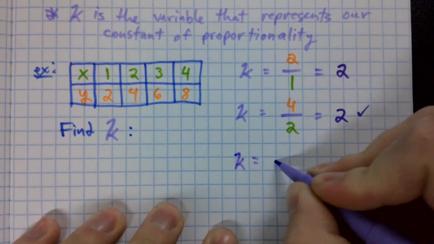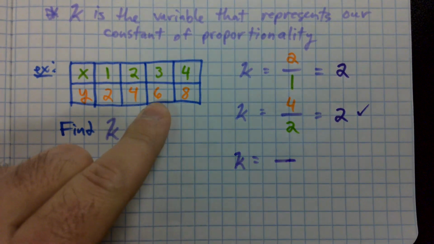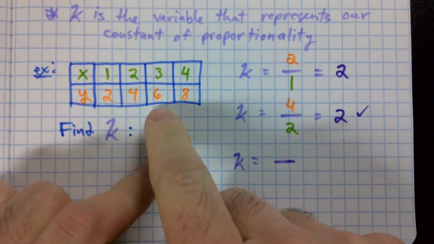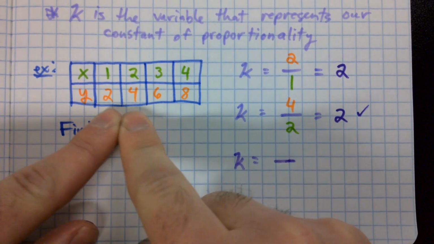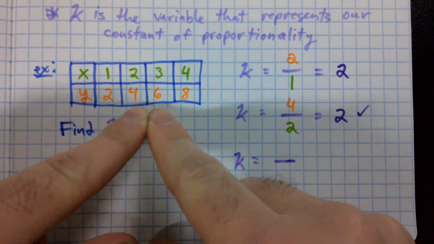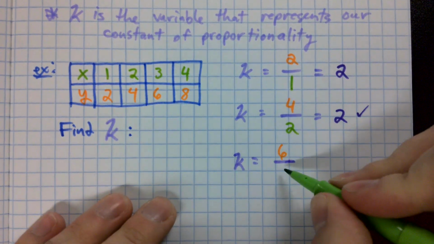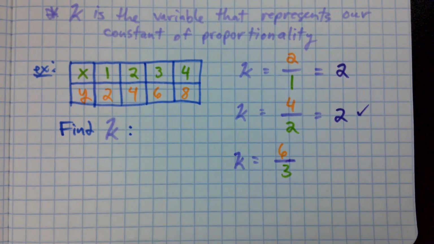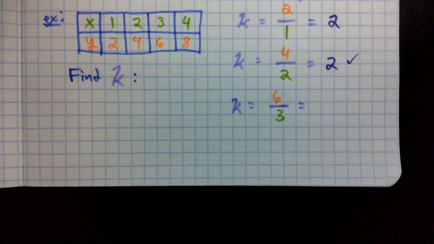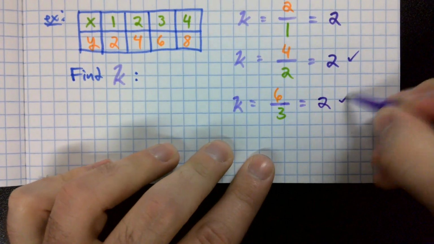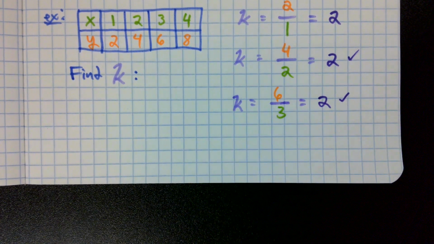K is equal to what over what? 6 over 3. We take a look at the next point, right? We did 2 over 1. We move over. We did 4 over 2. Now we're going to do 6 over 3. And if we simplify 6 over 3, what do we get? 2. So far, so good. All of our k's are checking out.